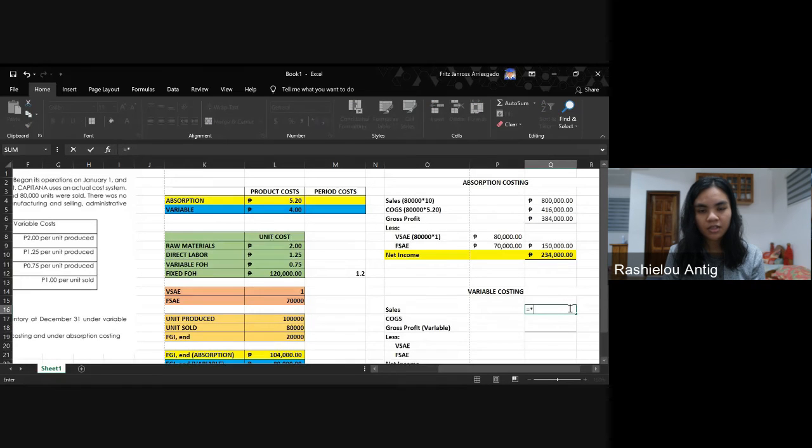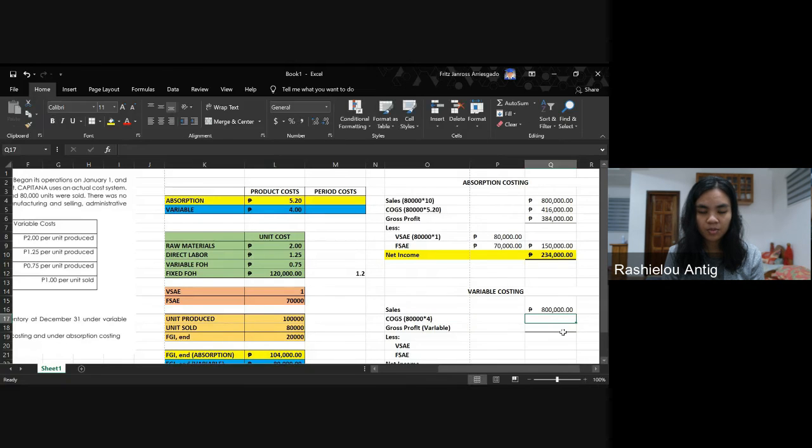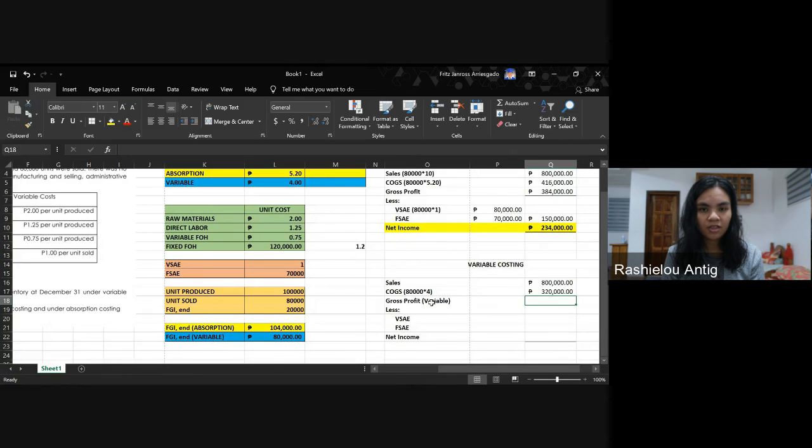Now let's move on to solving for net income under variable costing. We already have our sales, which is 80,000 units times 10 pesos, that's 800,000 pesos. Next, we solve for our cost of goods sold. Under variable costing, cost of goods sold is 80,000 units times 4 pesos. To get 4 pesos, we use 2 pesos per unit plus 1.25 pesos per unit plus 0.75 pesos per unit. 80,000 units times 4 pesos is equal to 320,000 pesos. We subtract that from our sales of 800,000 pesos, and that gives us our gross profit.